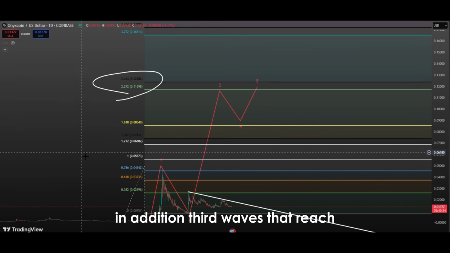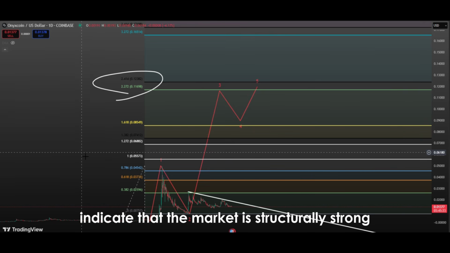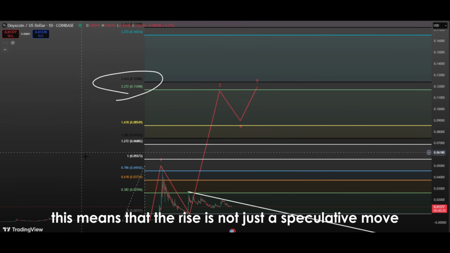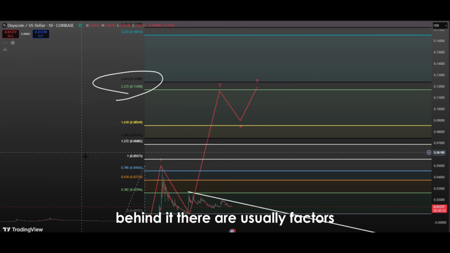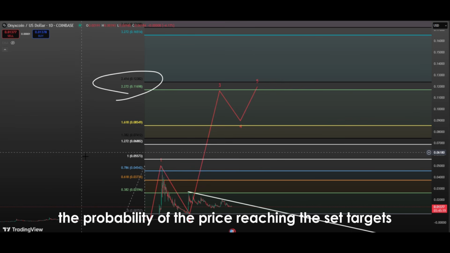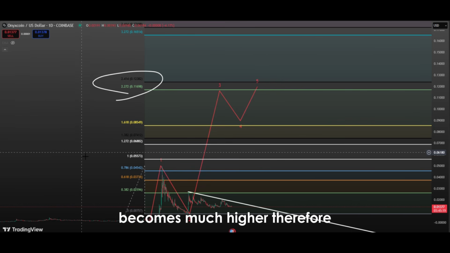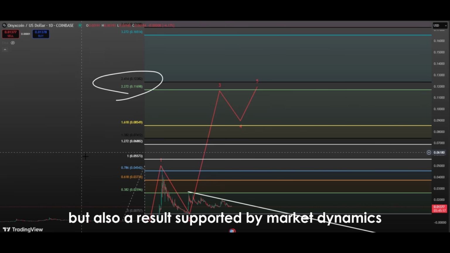cents. In addition, third waves that reach the 2.272 Fibonacci level generally indicate that the market is structurally strong. This means that the rise is not just a speculative move. Behind it, there are usually factors such as a strong fundamental story, high volume, institutional buying, or large investors entering the market. When these conditions are present, the probability of the price reaching the set targets becomes much higher. Therefore, the 11-cent target is not only a technical projection, but also a result supported by market dynamics.